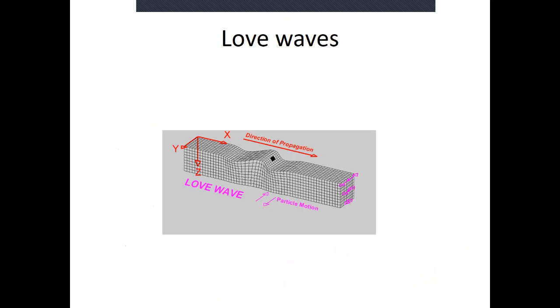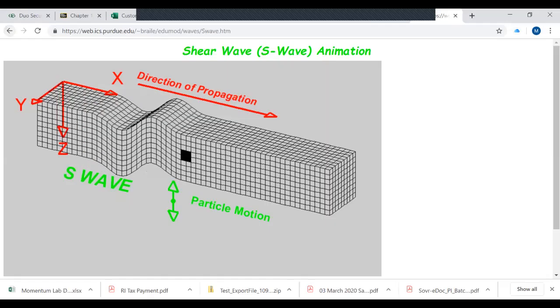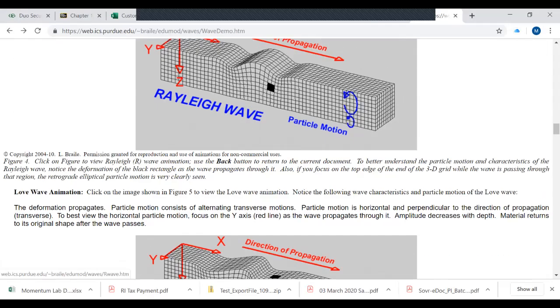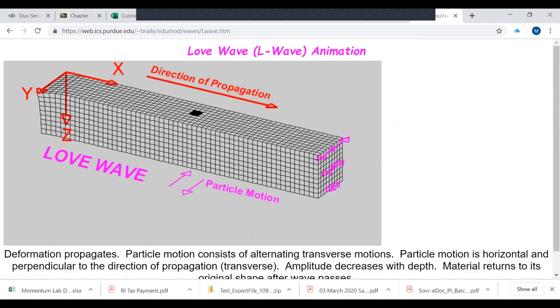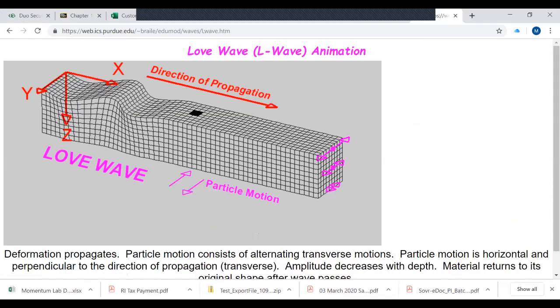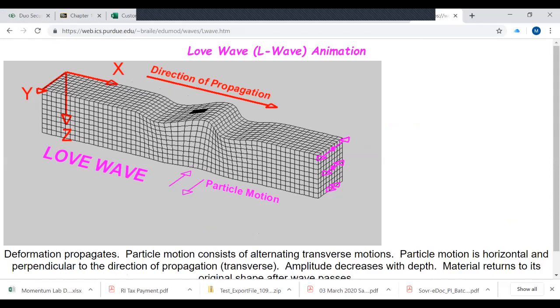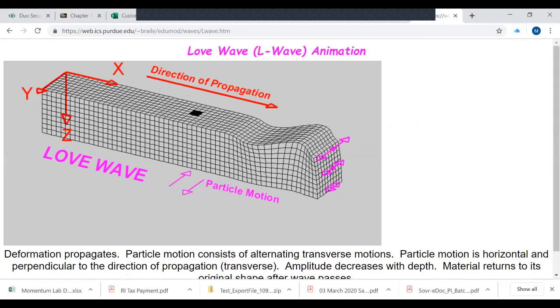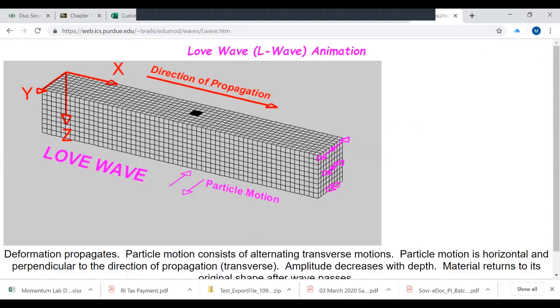And so here we'll see a particle motion of a Love wave right here. So you see how the surface oscillates side to side, perpendicular to the direction the wave is traveling. That's a Love wave. So you can imagine Love waves are pretty destructive to structures in the event of an earthquake.